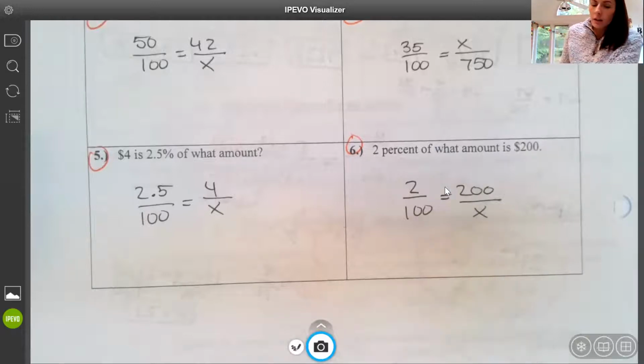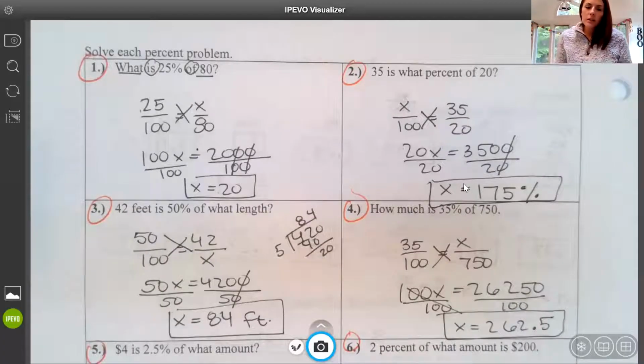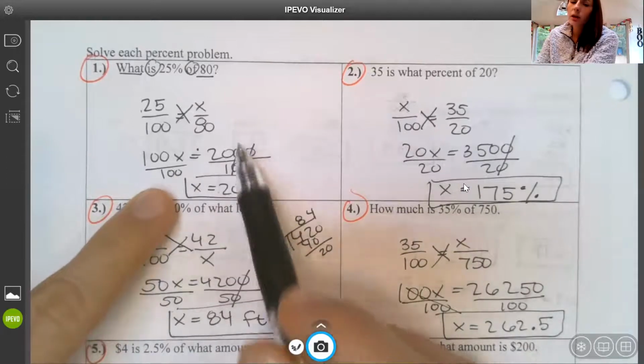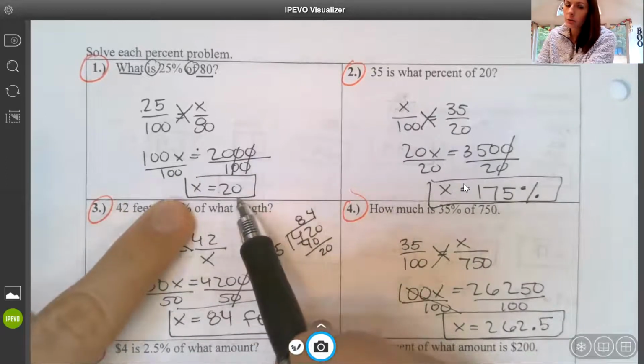Okay, now that you've checked your setups and made any corrections that you needed to, I want you to go through and solve. Okay, so let's see how we did. So on the first one, cross multiplying, we get 100x equals 2000. Dividing by 100, I can just cancel those zeros.